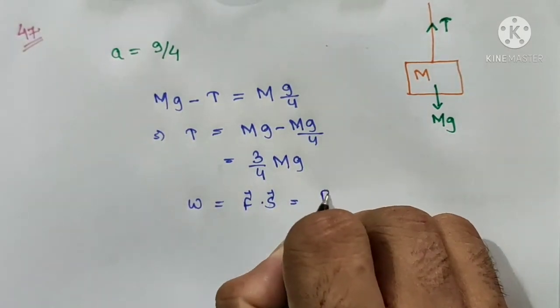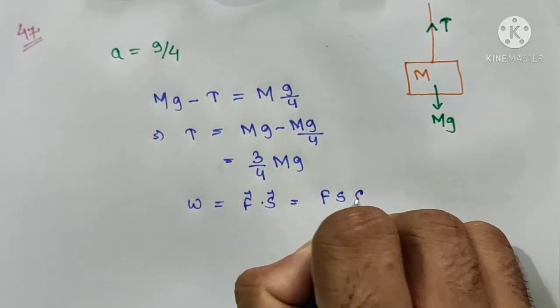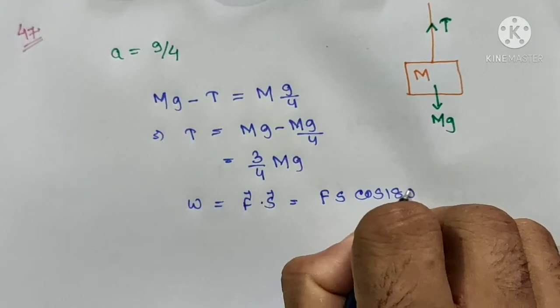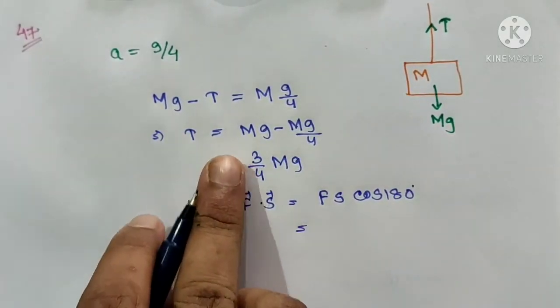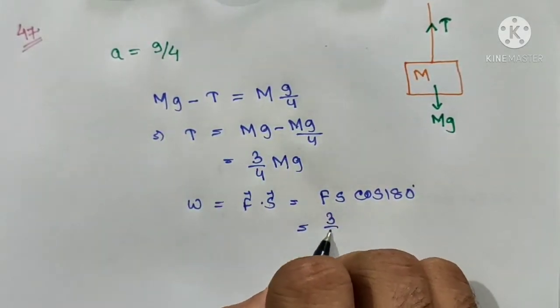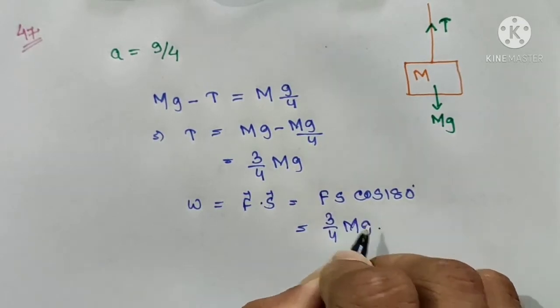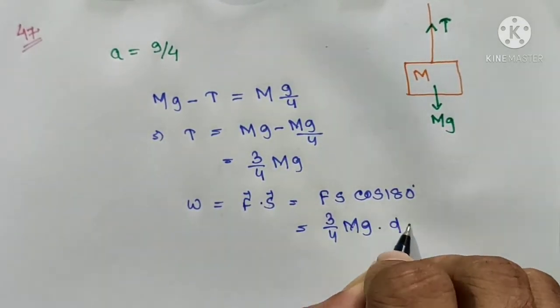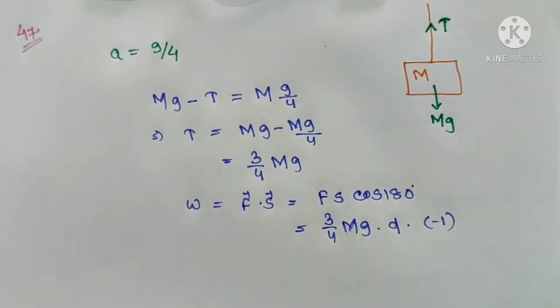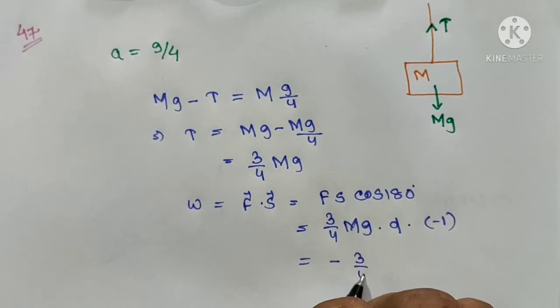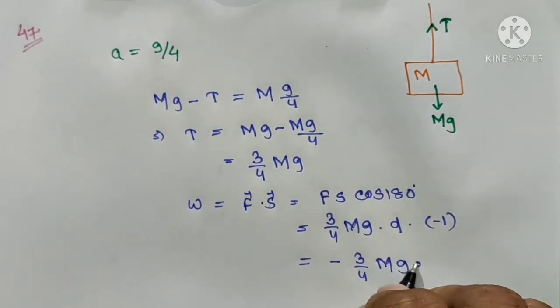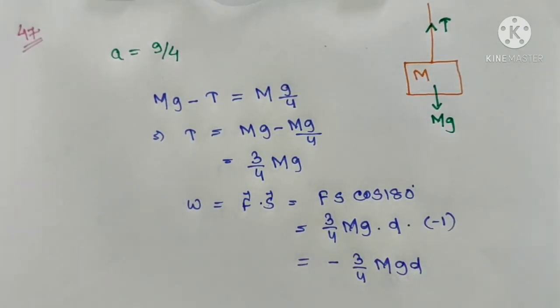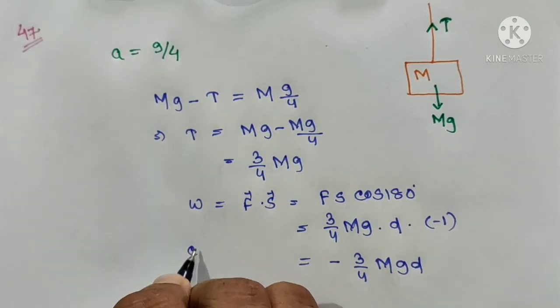So work done is force times displacement times cos 180 degrees. Force is 3/4 mg, times displacement, which is given as d, and cos 180 is minus 1. So the total work done on this block is minus 3/4 mgd. So your correct option is option C.